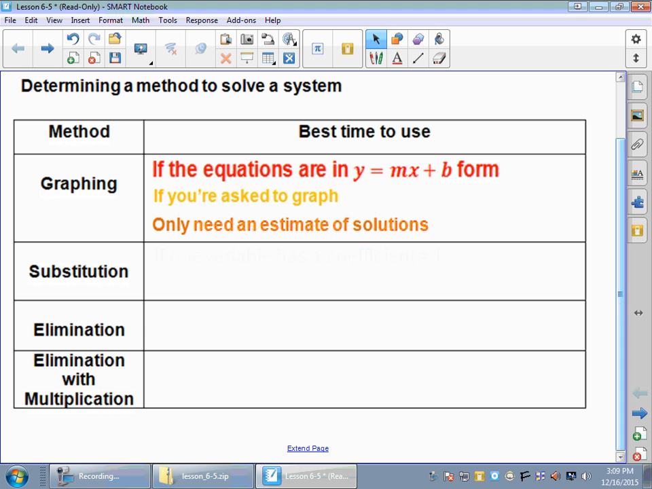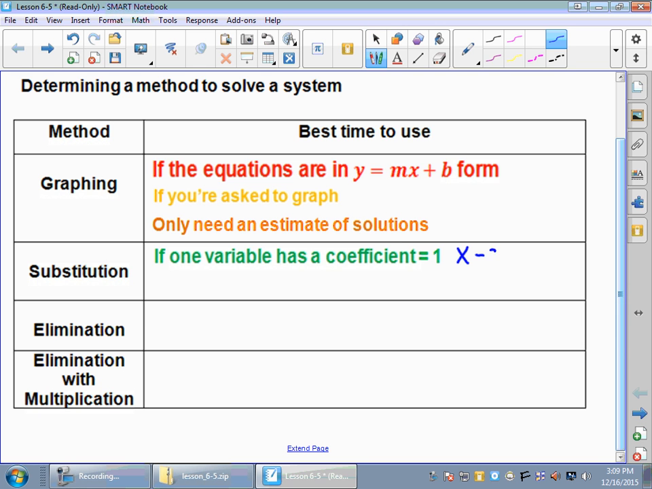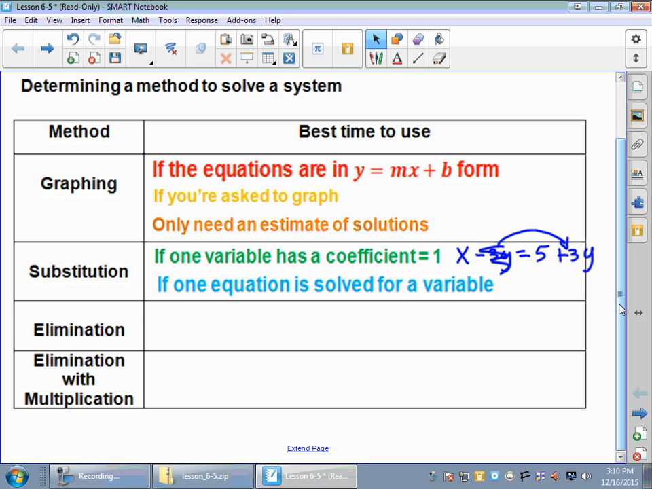Substitution is best if one of the variables has a coefficient of 1. So maybe something set up along the lines of this. X minus 3y equals 5. It's really easy to isolate that x value by just adding 3y over to the other side. A simple addition or subtraction to get the variable by itself, and then you could substitute. Another time to use substitution is when one of the equations is solved already. So if you already had x equals something or y equals something, it's easy to just plug in.